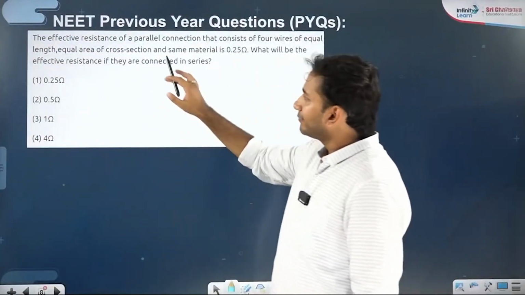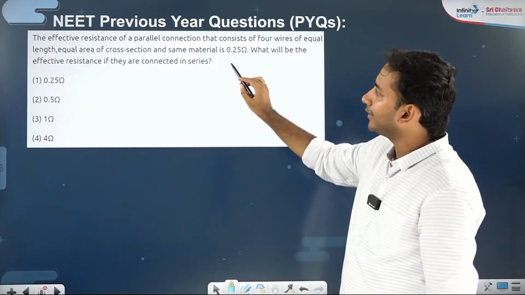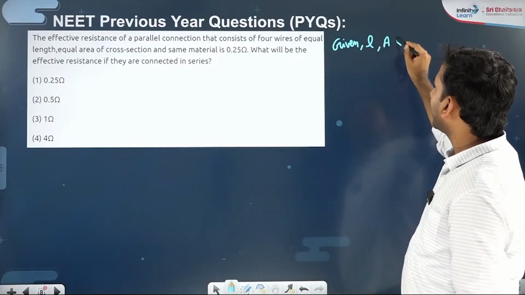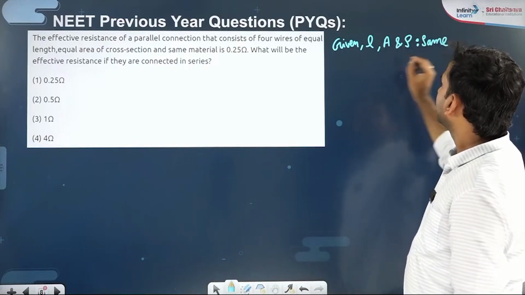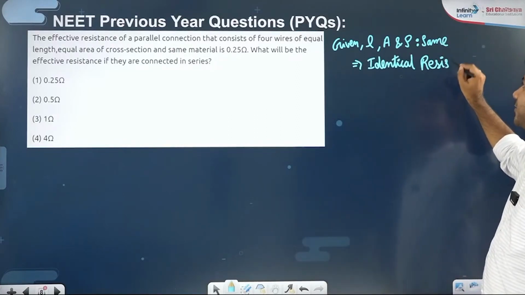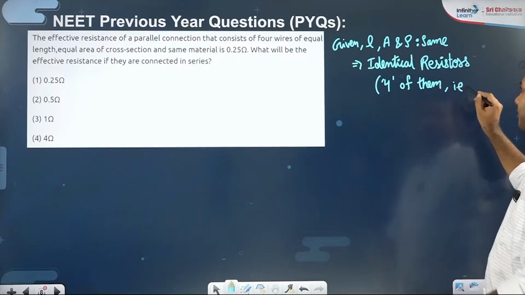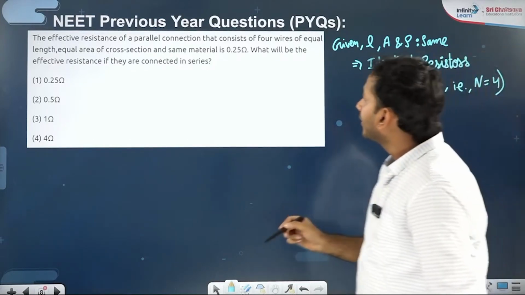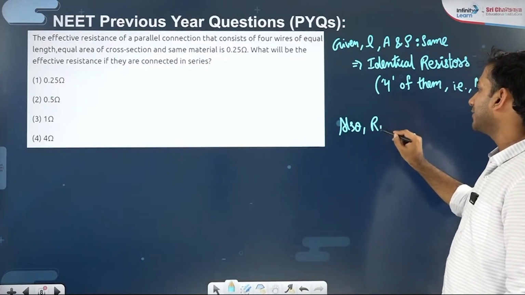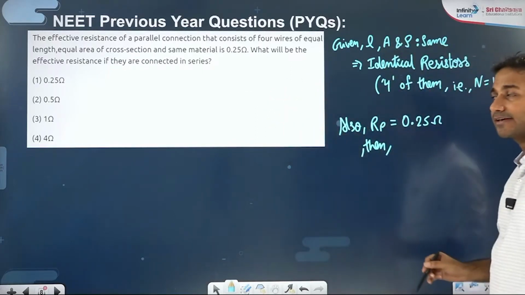What they are saying is the effective resistance of a parallel connection that consists of 4 wires of equal length, equal area and same material. So what is given to you? The length, area and material means resistivity. Everything is same. This implies identical resistors. This question is based on identical resistors, already a NEET PYQ. And how many of them? 4 of them. That is, n value is equal to 4. Okay. Now, if the effective resistance of parallel combination R parallel is given to you as 0.25 ohms, then they are asking you what is the effective resistance if they are connected in series.